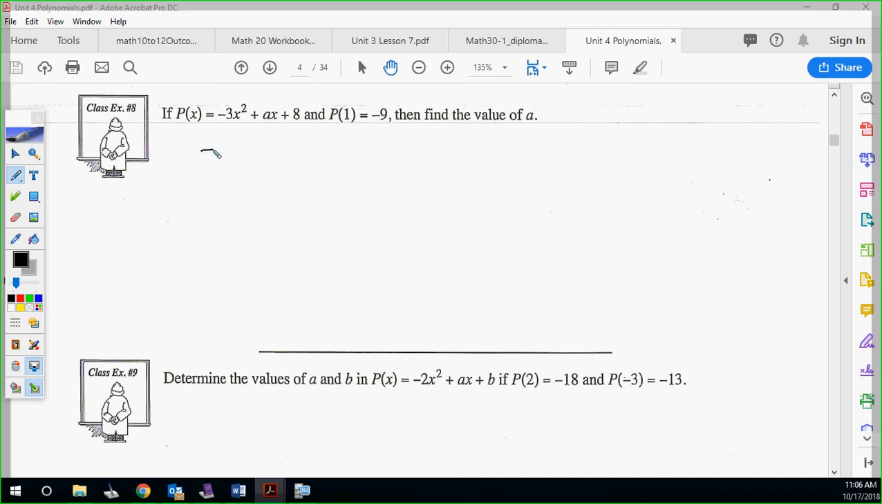Okay, so you're going to go negative 3, because 1 squared is 1, plus a plus 8. Right? And we know p of 1 equals negative 9, so this equals negative 9. And that's it. Now we just solve. Negative 3 plus 8 is 5. Minus 5 both sides, a is negative 14.